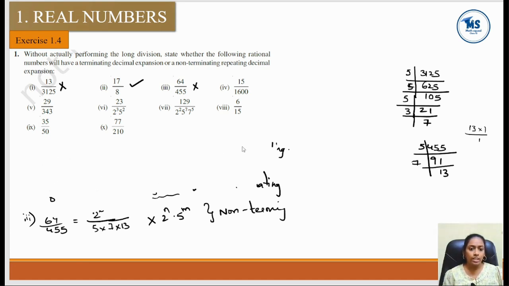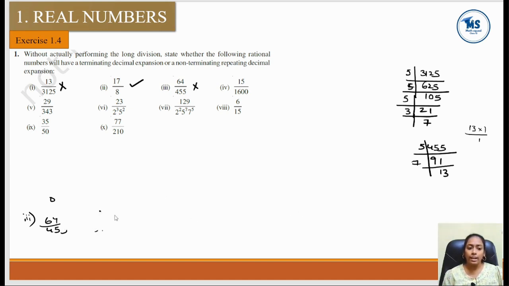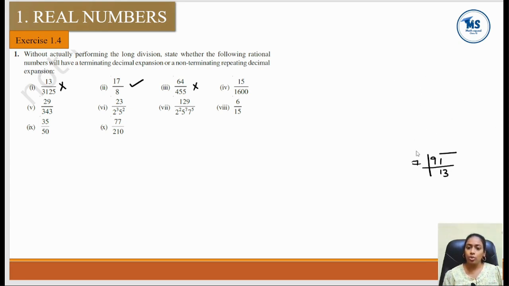So for any given number, if you can write the denominator q in the form of 2 power n into 5 power m, then our rational number is terminating. And if you cannot write it in the form of 2 power n into 5 power m, our number is non-terminating. Please remember this.